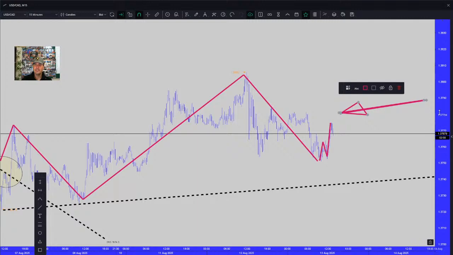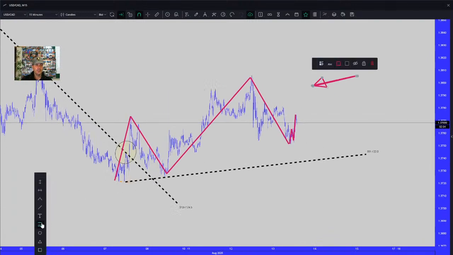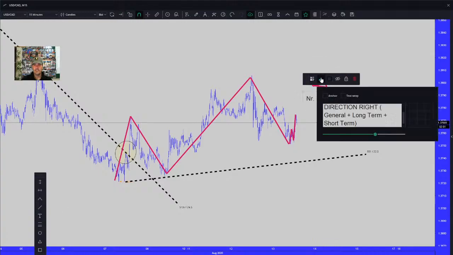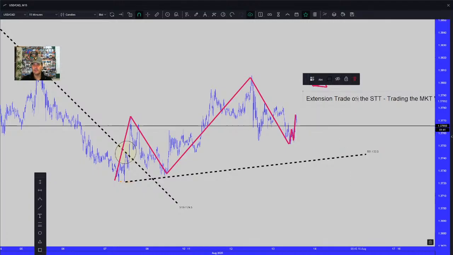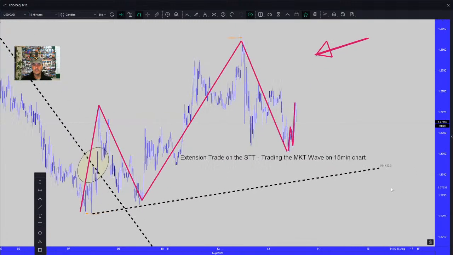Example. Okay, so if this would be, give me a second, if this would be an extension trade on the STT, short-term trend, trading the market wave on the 15-minute chart. Okay, everybody, just an example. There is no right or wrong.